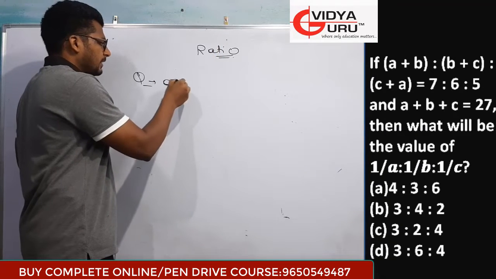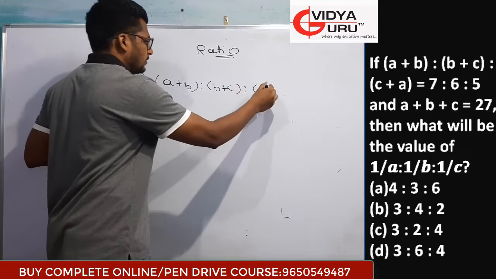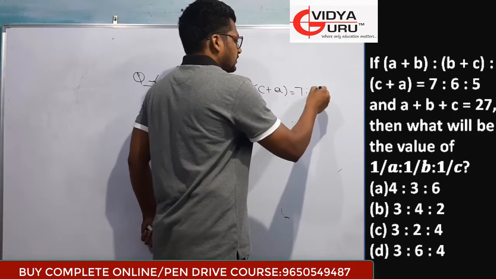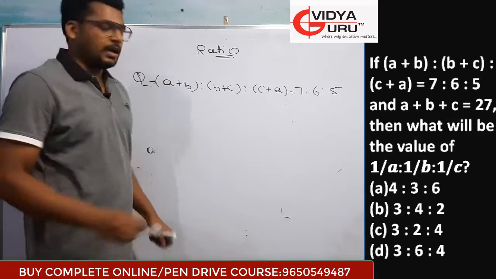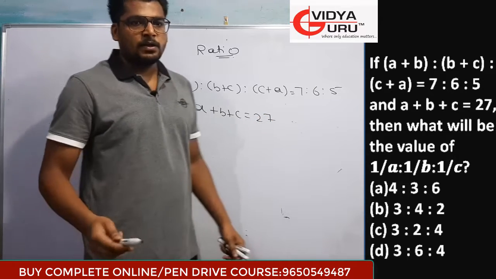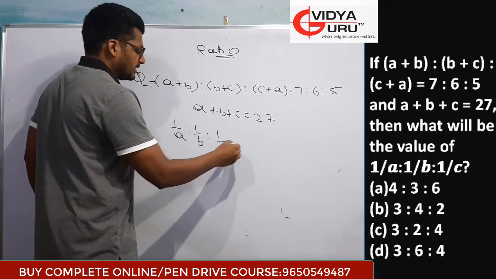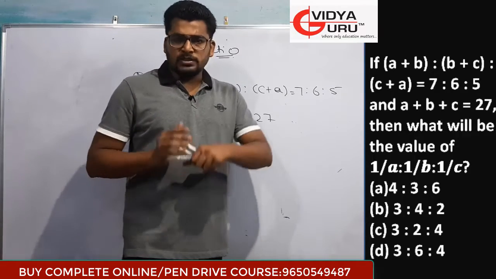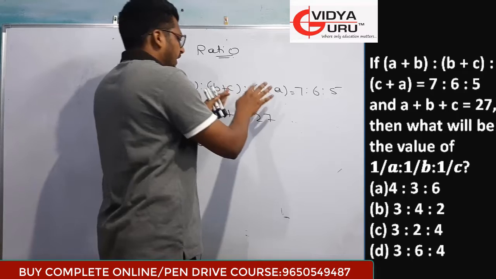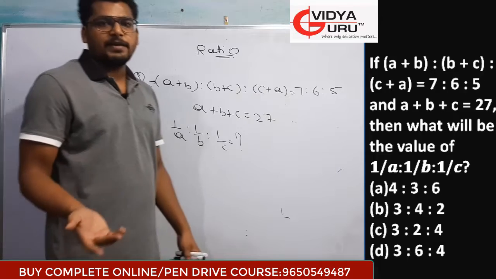What is the question saying? A plus B ratio B plus C ratio C plus A is equal to 7 ratio 6 ratio 5. And second is given, A plus B plus C is equal to 27. The question is asking what is the value of 1 by A ratio 1 by B ratio 1 by C. How can we approach this question? This is the ratio given and this is the exact value. I have to find out the value of A plus B plus C from here and compare it with 27. Then I can easily find every value.